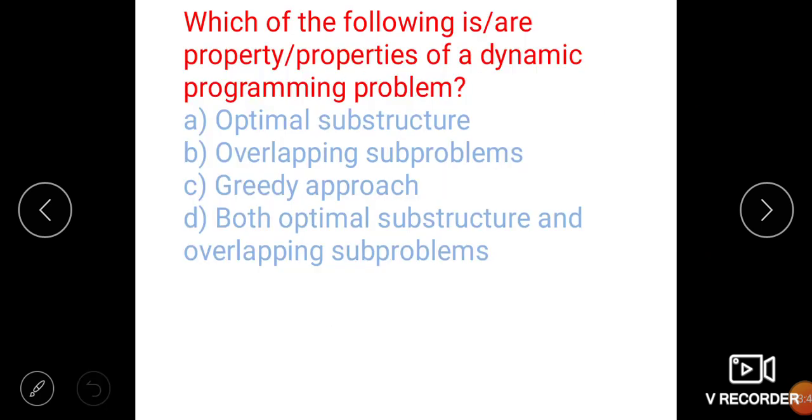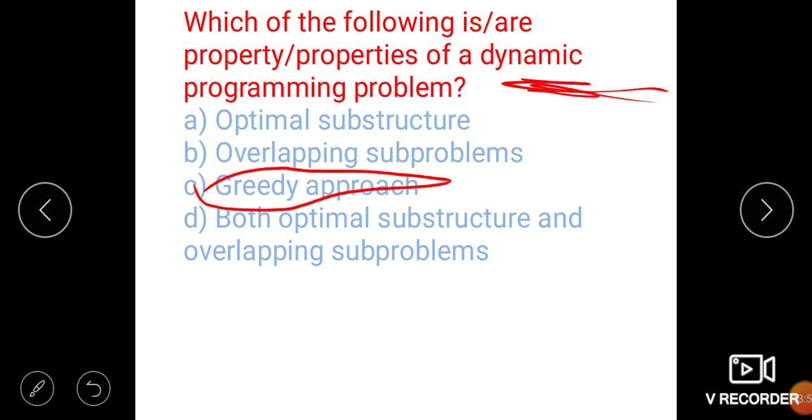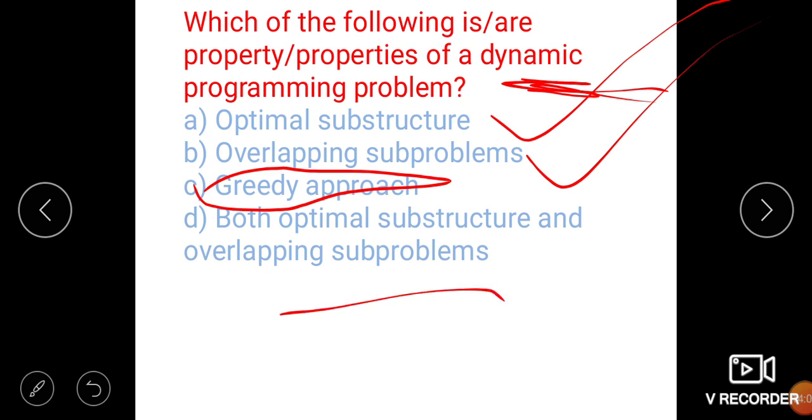Now this question is, which of the following is a property of dynamic programming? In dynamic programming you can easily eliminate that the greedy approach is not part of dynamic programming, but optimal substructure and overlapping subproblems both are properties of dynamic programming problems. So D is the correct answer.